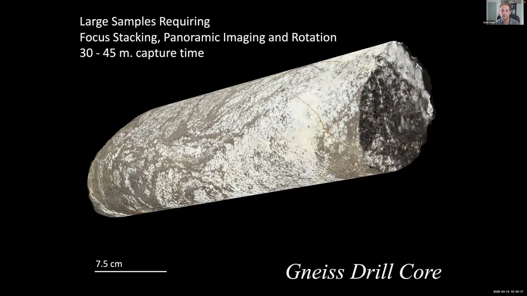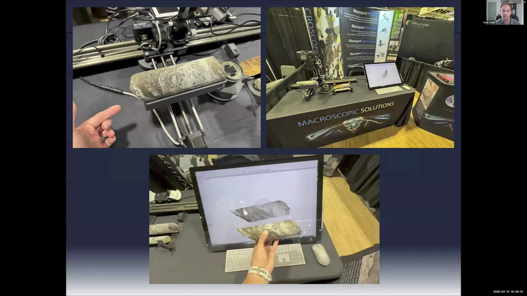The next specimen is something that's long, large, heavy, cylindrical. This combines focus stacking, panoramic imaging, and rotation. We're not as magnified, so our depth of fields are much longer. So as opposed to 41 individual focus stacks, we're taking on the order of 5 to 6 at an aperture of about f8. So here, again, our capture time is going to be significantly quicker, 30 to 45 minutes.